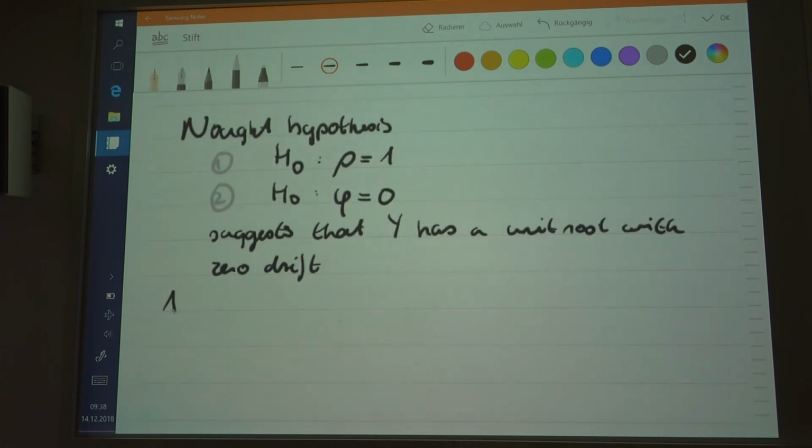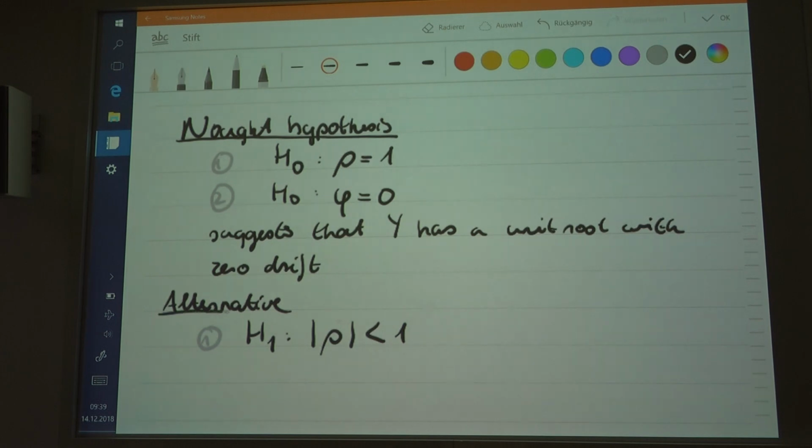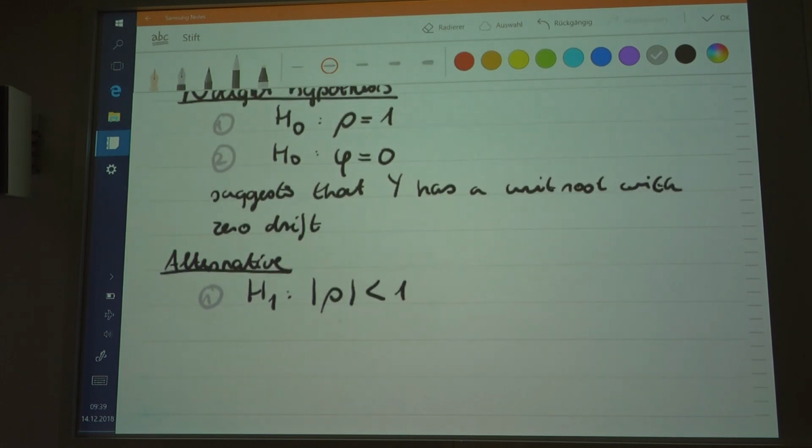What is the alternative? What does the alternative hypothesis say? In the first model we already talked about it. The alternative hypothesis is that the absolute value of rho is less than 1. Again, we'll exclude the case where the absolute value is greater than 1, because in that case the process will tend to infinity anyway, so why would you consider that? So this is not what you need to look at. This is the null hypothesis, and these are the alternative hypotheses for the 2 models.